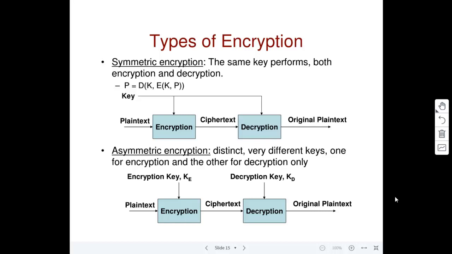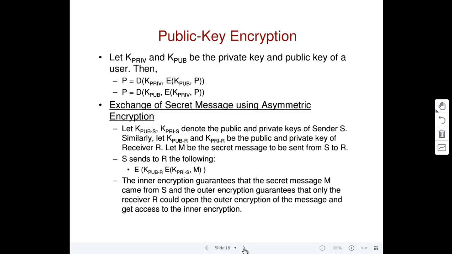Now, in asymmetric encryption, you use two different keys. One key for encryption, another key for decryption, and of course they're related to each other. We'll typically use an encryption technique called public key encryption to do asymmetric encryption. In that sense, we have two keys called the public key and private key for each user. If you encrypt a message with the public key of a user, you could decrypt the message only with the private key of the same user. Similarly, if you encrypt a message with the private key of a user, you could decrypt it only with the public key of the same user. So these are the two techniques overall.